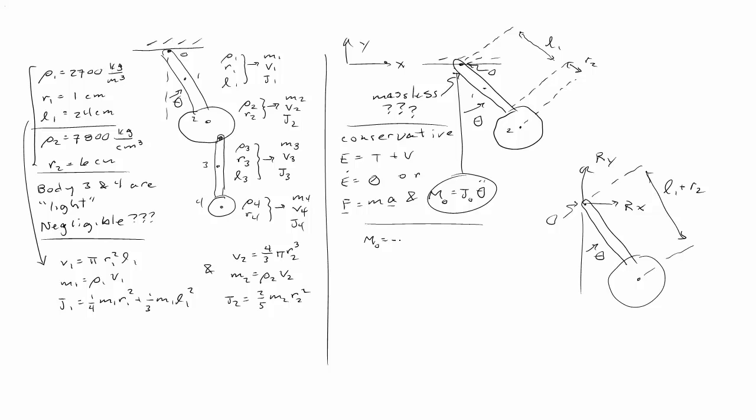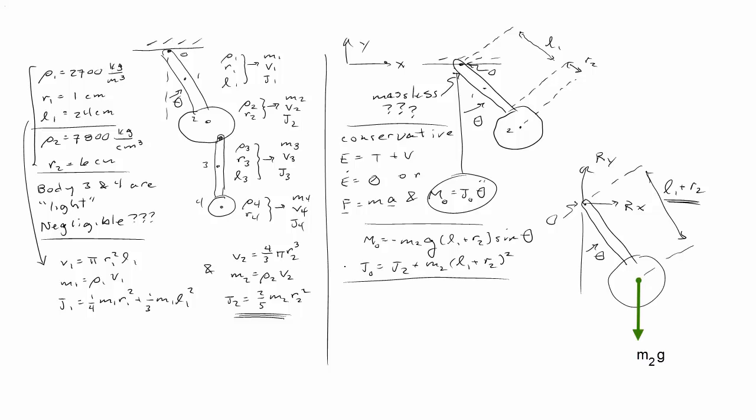So the moment about O is just equal to, well, m2, the mass of the sphere, times g times that distance times sine theta. Now I should have annotated that free body diagram with an mg coming straight down from the center of mass. Now JO is equal to J2, which we've already calculated for the sphere, plus, using the parallel axis theorem, the additional (L1 plus R2) squared component. So there we have that.